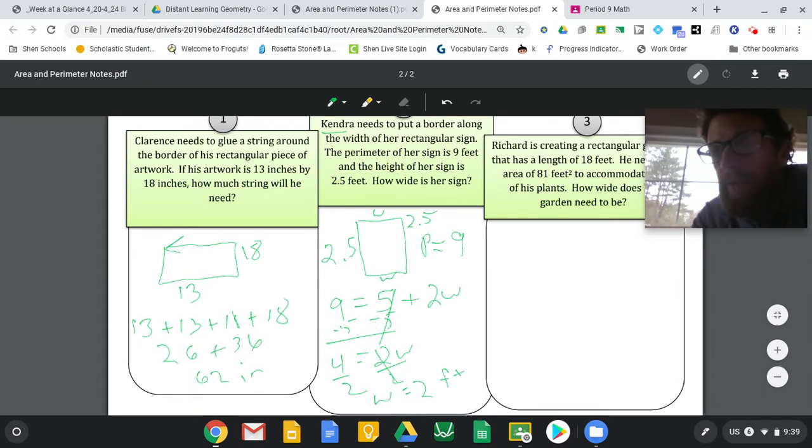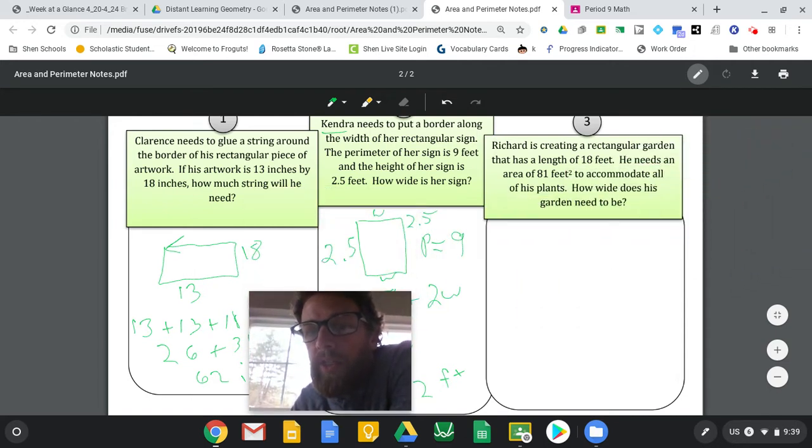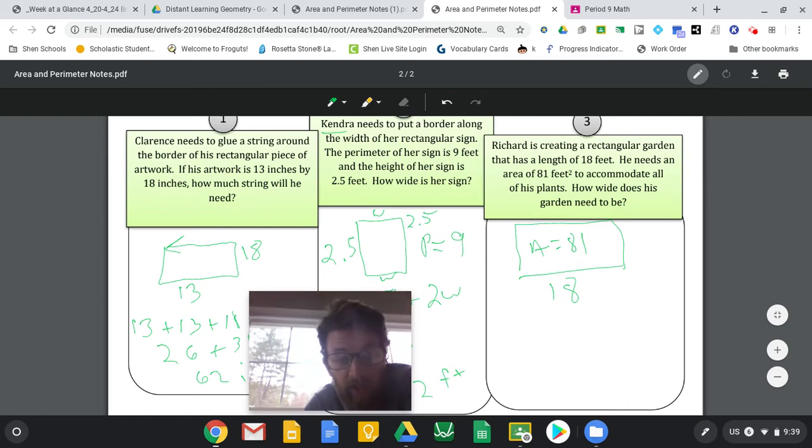So in the first one, we had to find the perimeter. In the second one, we had to find one of the dimensions. And this last one over here, Richard is creating a rectangular garden that has a length of 18 feet. He needs an area. Oh, it's an area question. An area of 81 feet squared to accommodate all his plants. Because I'm sure many of your parents at this time are starting these gardens that we've never done before, having all this time. How wide does this garden need to be?